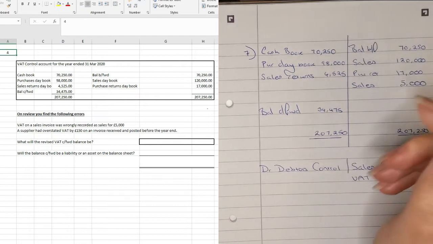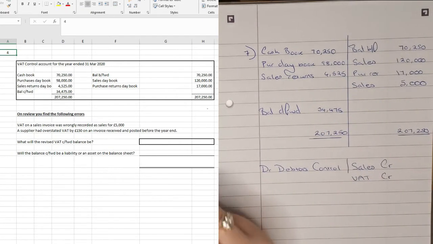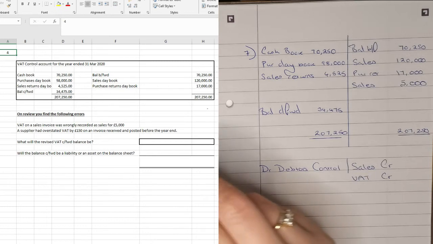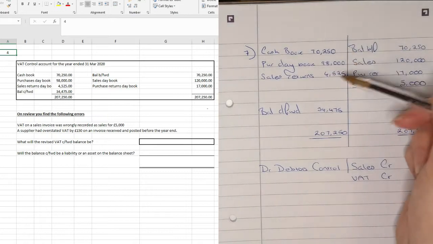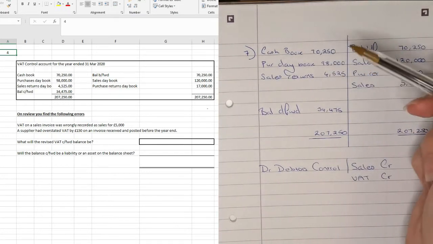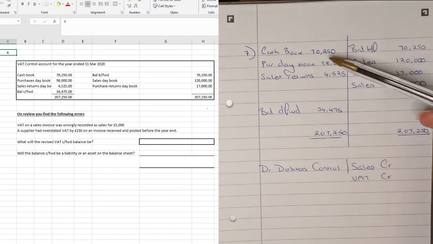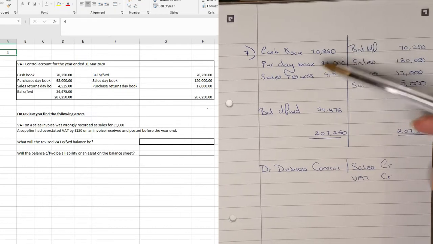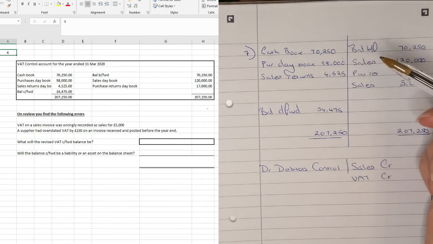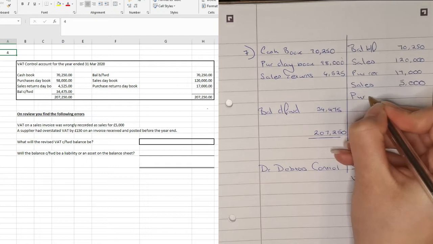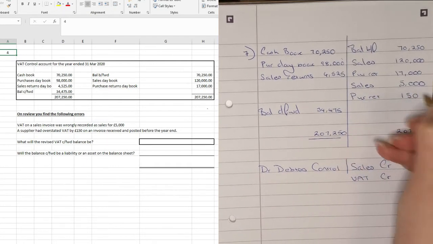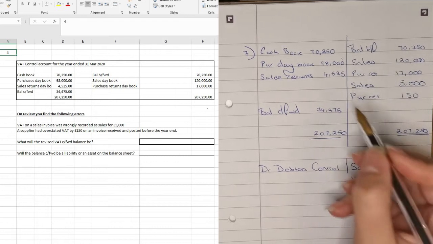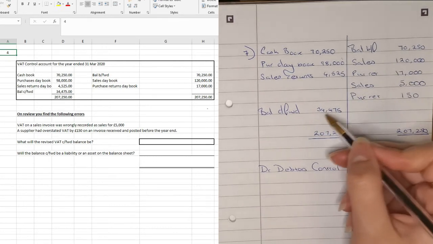And then we're also told that a supplier had overstated VAT by £150 on an invoice that we've received before the year end and paid before the year end. So usually your purchases would sit over here, but they've effectively overstated this, so this is too much at the moment, so we need to reduce that by 150. So if we put purchase returns of 150, so that means that this has now changed.